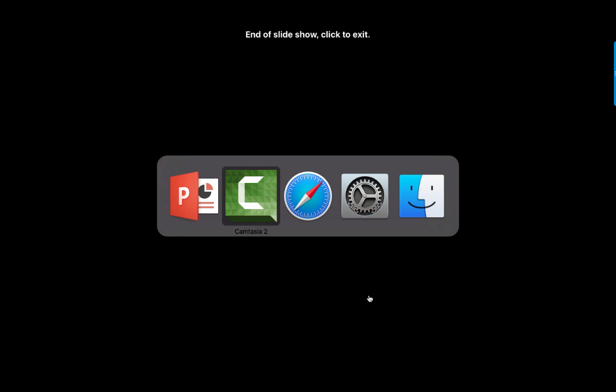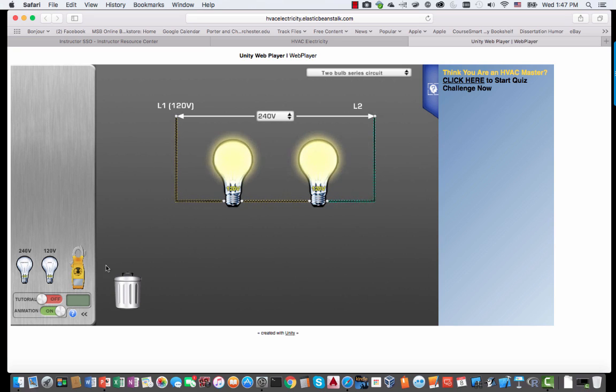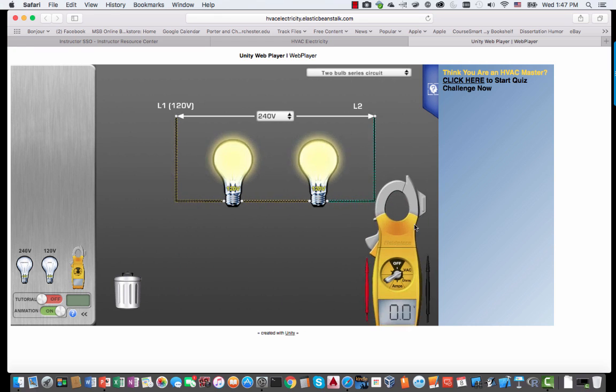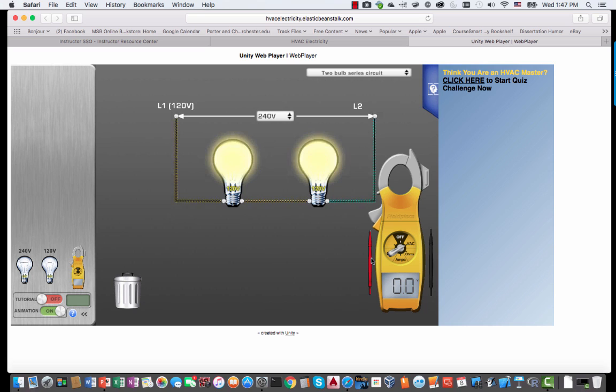Now I'm going to switch over to our simulator and take some voltage readings. We have two bulbs in series next to each other. My voltage source is 120 volts. We're going to verify that. I'm going to choose VAC on my meter. I'm going to put one lead there and one lead there. My meter shows 240 volts.